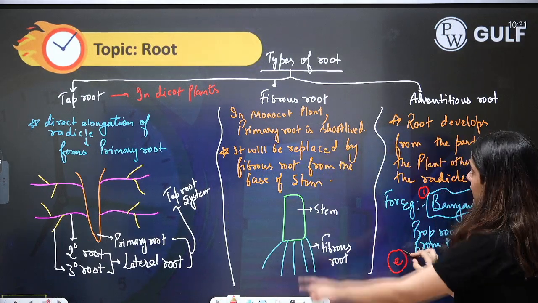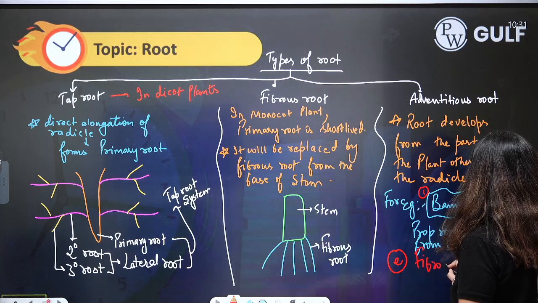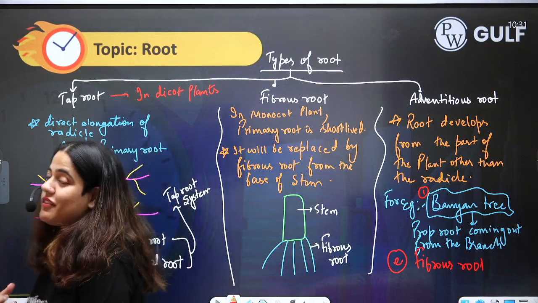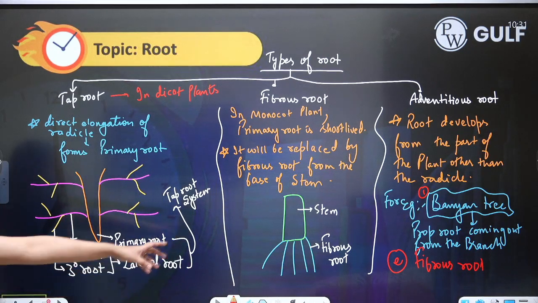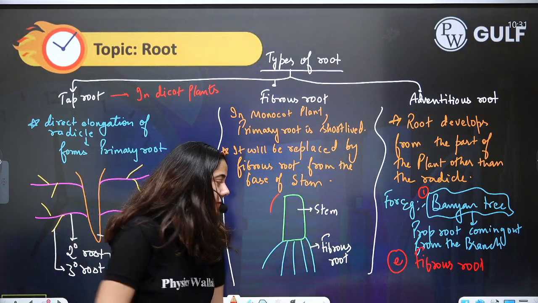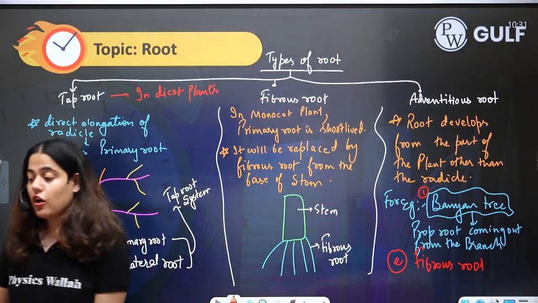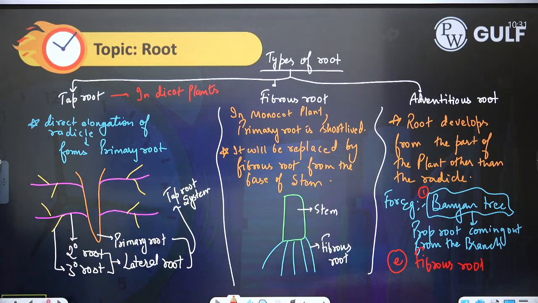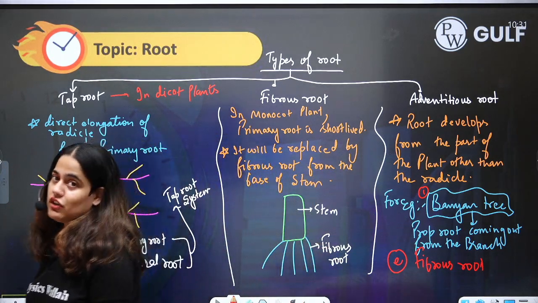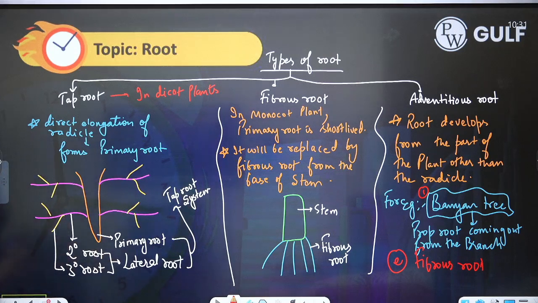Second example is fibrous root. Because fibrous roots are also developing from the stem, not from the radicle. So the whole fibrous root is nothing but a type of adventitious root. What do you mean by adventitious? When a root arises not from the radicle but from another part of the plant, it is known as adventitious root. So we can count fibrous root under adventitious root. So these are the three types of root: tap root, fibrous root, and adventitious root, right?